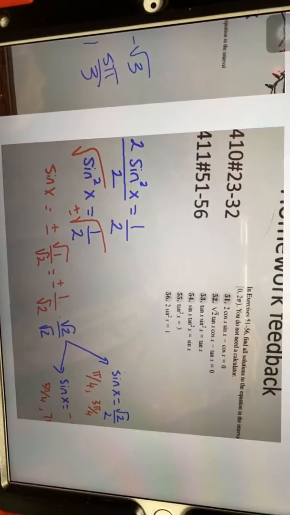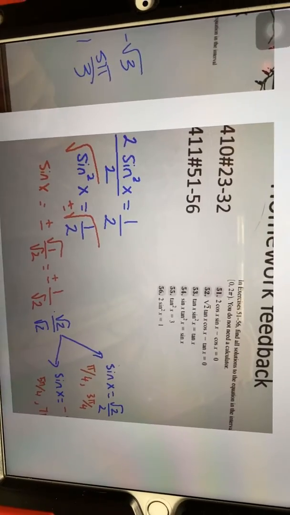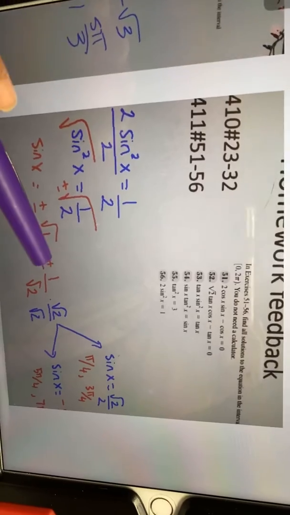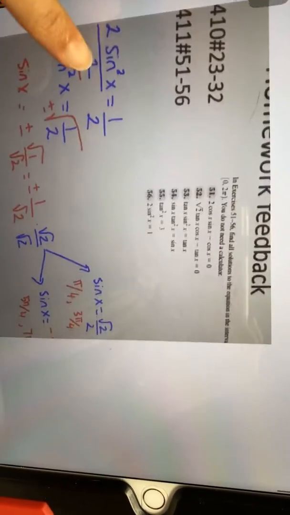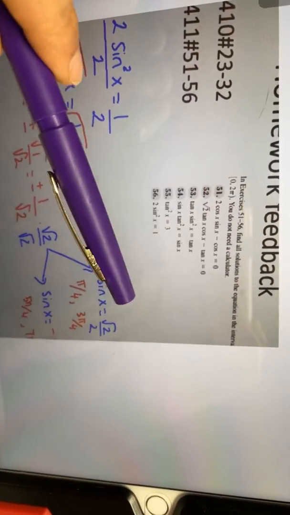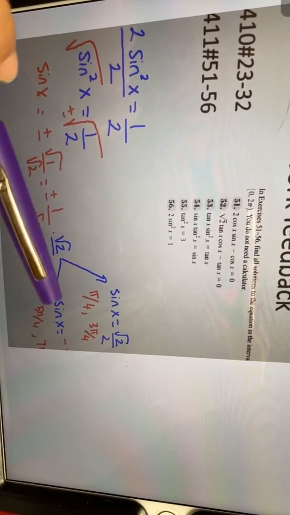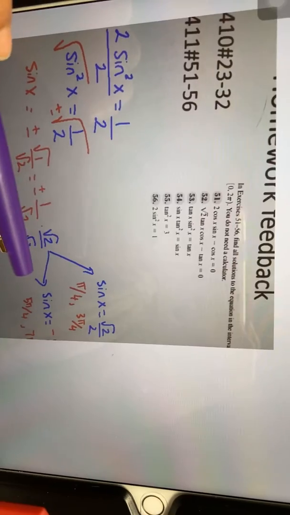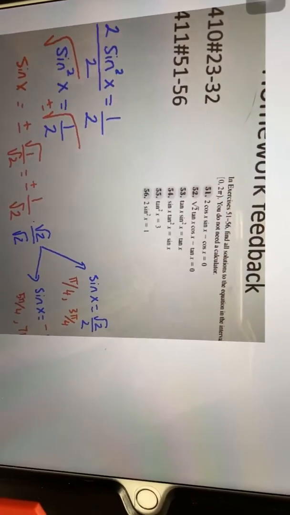And the last example, divide by 2, square root, and you get 1 over square root of 2. Again, you need to rationalize. And the 4 angles that have square root of 2 over 2 and negative square root of 2 over 2 as sine are pi over 4, 3 pi over 4, 5 pi over 4, and 7 pi over 4.